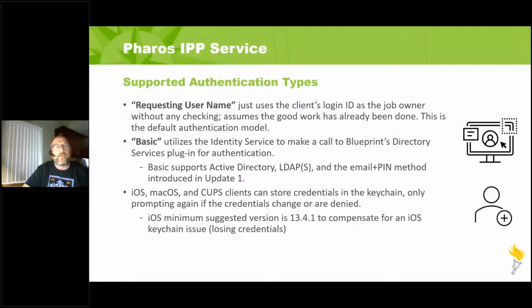The IPPS service supports 2 authentication types. The first is requesting username, which is a default standard. Basically what that does is it takes whatever the username is associated with the job as the job owner and uses that as the match for release. So right off the bat, it will not be good for iOS printing, because every iOS device, whether it's an iPhone or an iPad, has the username of mobile attached to it, which would create some deal of confusion on the other side. But if you're not using that environment and you're just using Mac OS, that might be just perfectly fine.